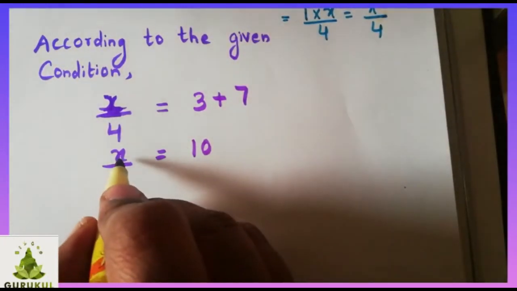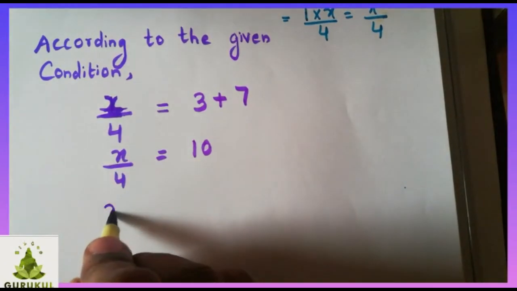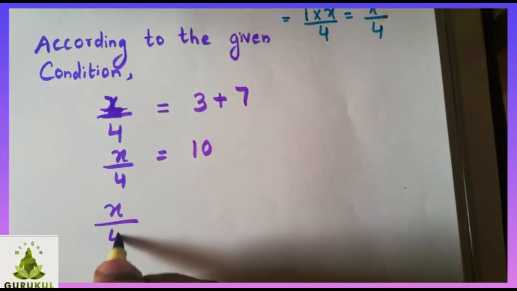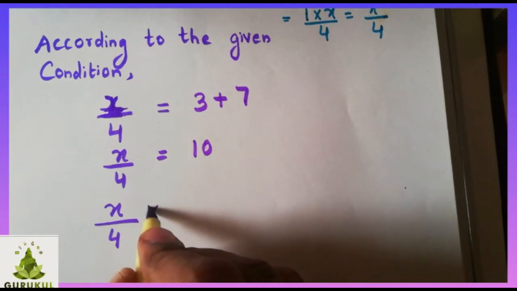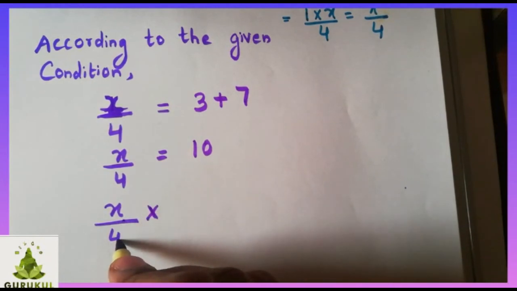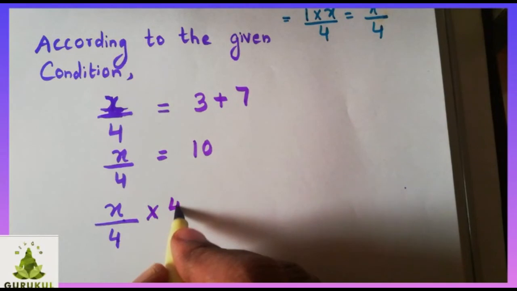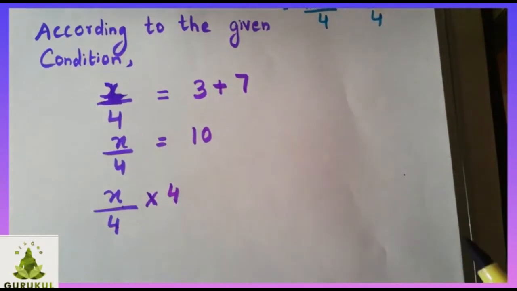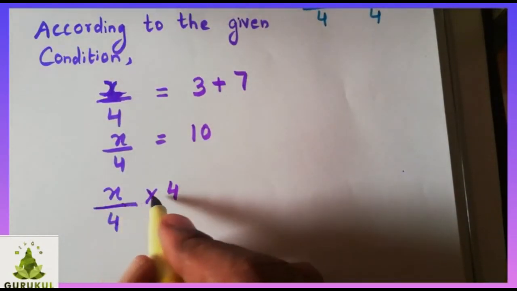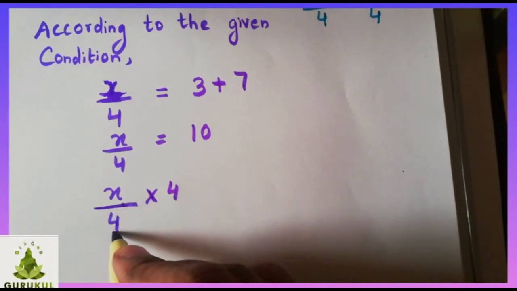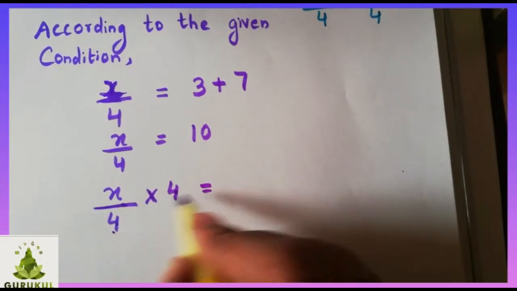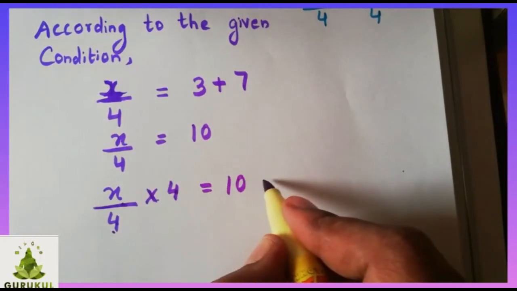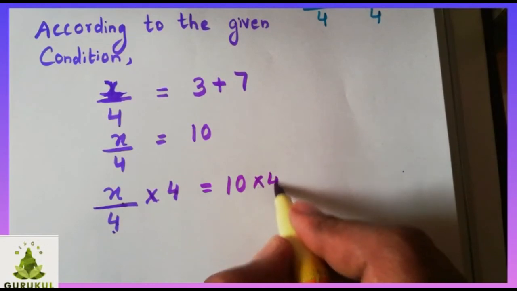Now you can solve it and find the value of x. You want only x here, and here is x divided by 4. So to remove this division by 4, what should you do? Just the opposite. What is the opposite of division? Multiplication. The 4 is in the denominator, so multiply by 4. That is the step here. When you multiply by 4 on the LHS, on the RHS also you should multiply by 4.